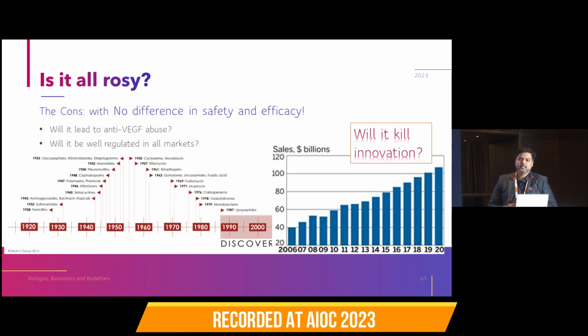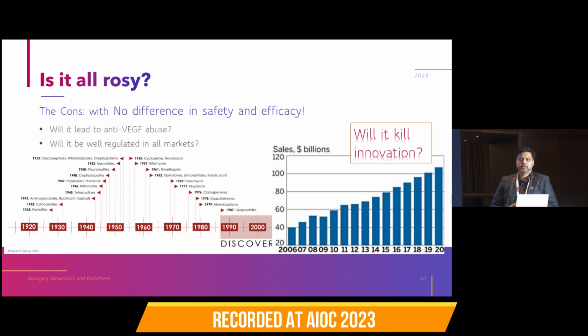And is it all rosy? Is there any side effect from biosimilars? You can see the graph about antibiotics. There is innovation, and then there is a plateau, and for the last 30 years we don't have a new antibiotic. We are right now in the ascending phase of biologics. Every 2-3 years we are going to have new molecules, but soon we are going to plateau.